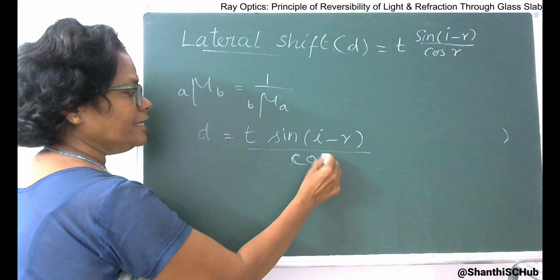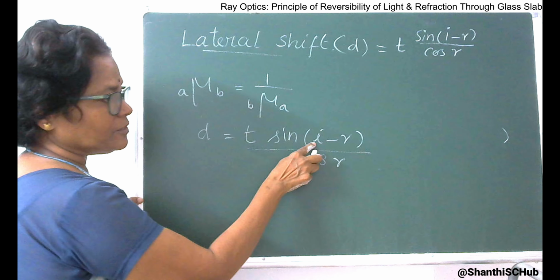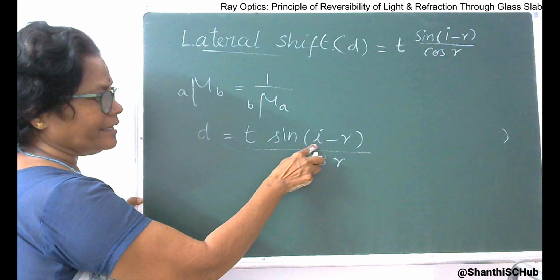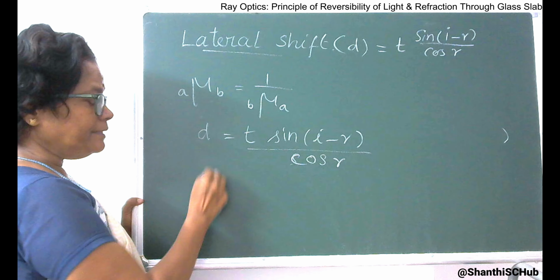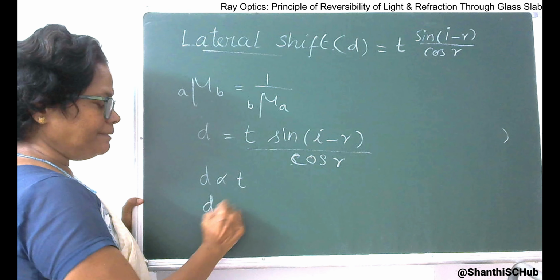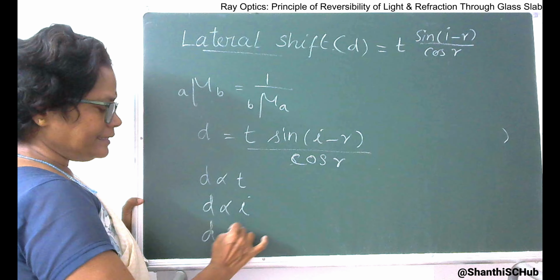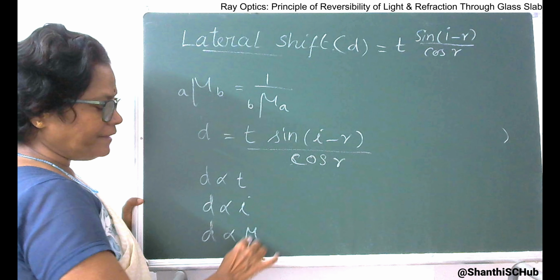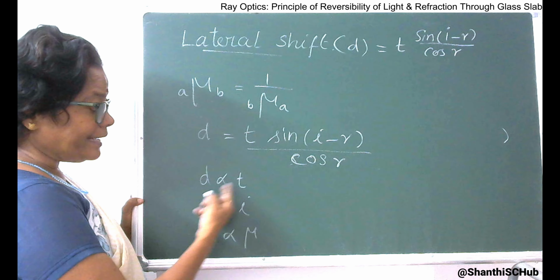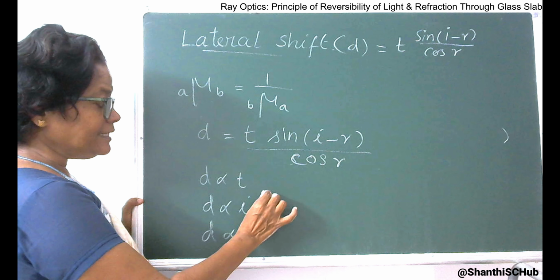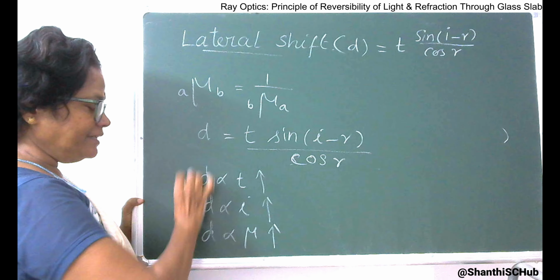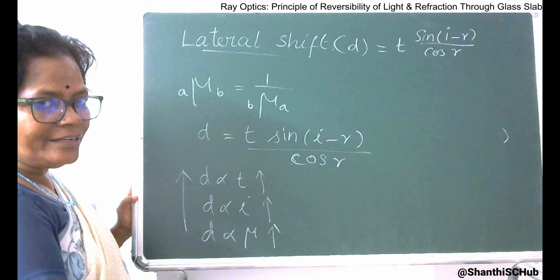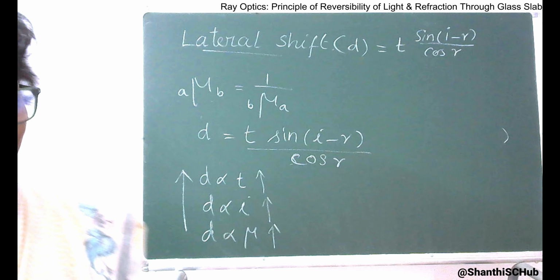And cos R you need not mention, because the R value depends on the I value. D depends on I, so you need not say D depends on R. D depends on T, D depends on I, and lateral shift depends on the refractive index of the medium. How? Directly proportional. On increasing all these values, D will increase. That is called a directly proportional relation.